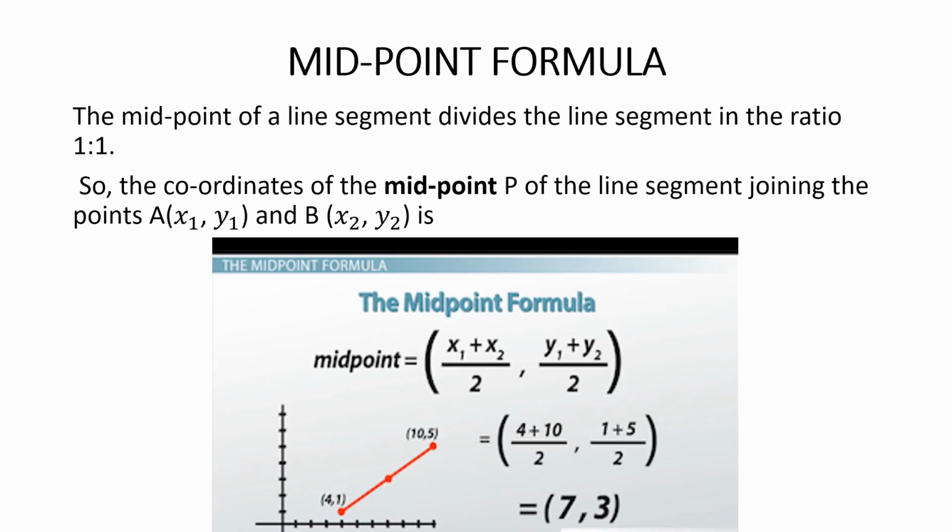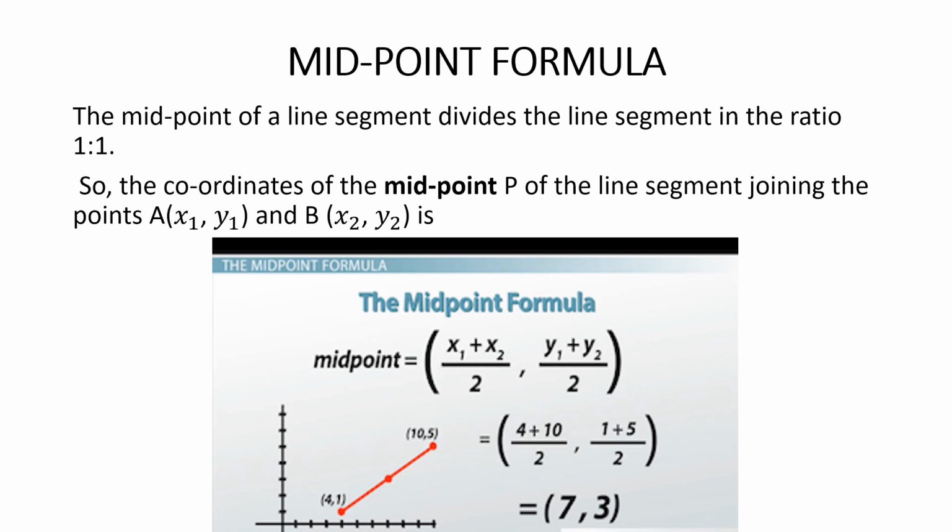A part of the section formula is the midpoint formula. Now, what do you mean by midpoint? A midpoint means a point which divides the line segment into two equal parts. So, what would be the ratio for that point? The ratio would be 1:1 because it divides into two equal parts. So, the coordinates of the midpoint P of the line segment joining points A(x1, y1) and B(x2, y2) is given by (x1 plus x2) by 2 and (y1 plus y2) by 2.